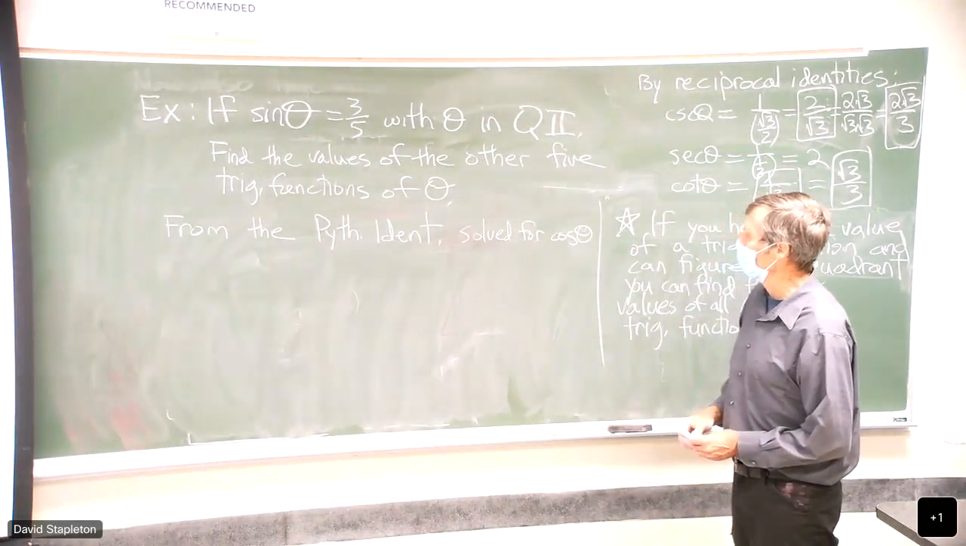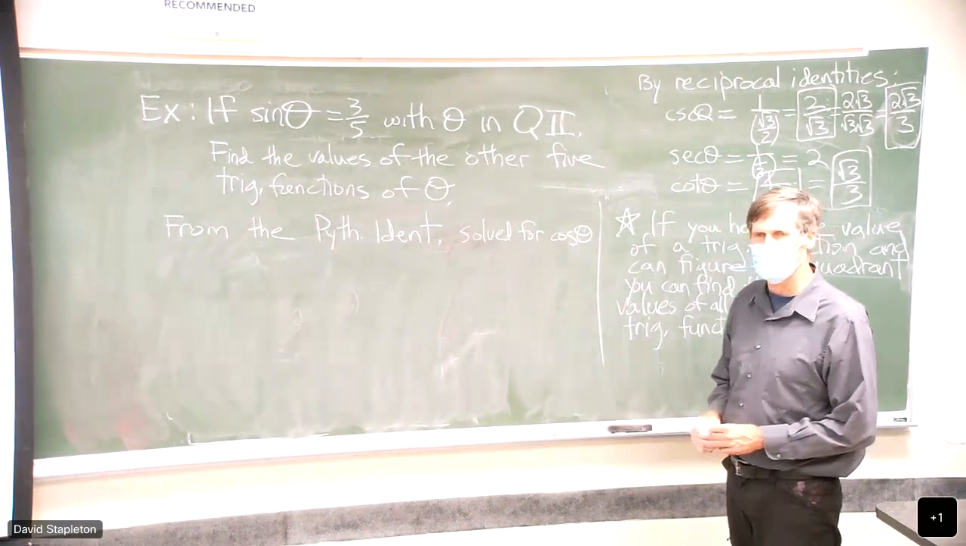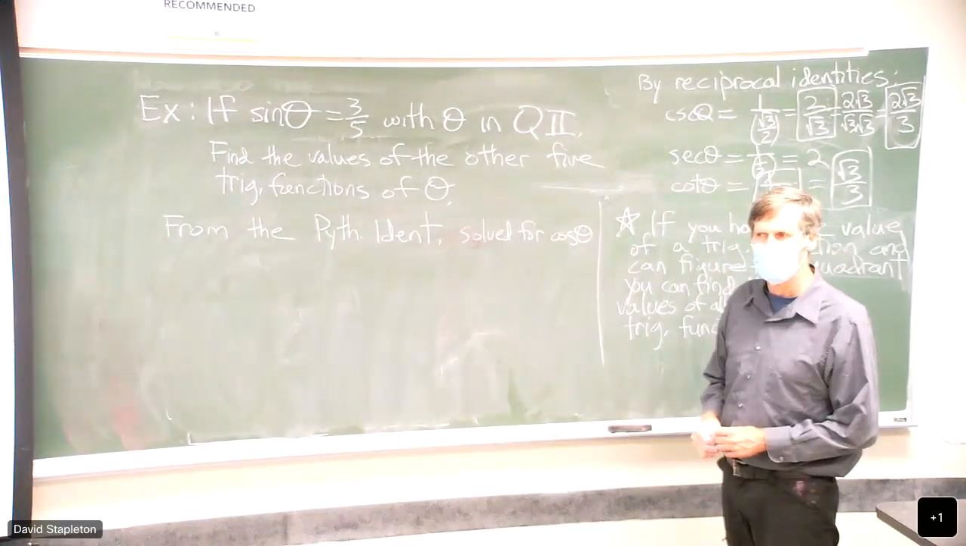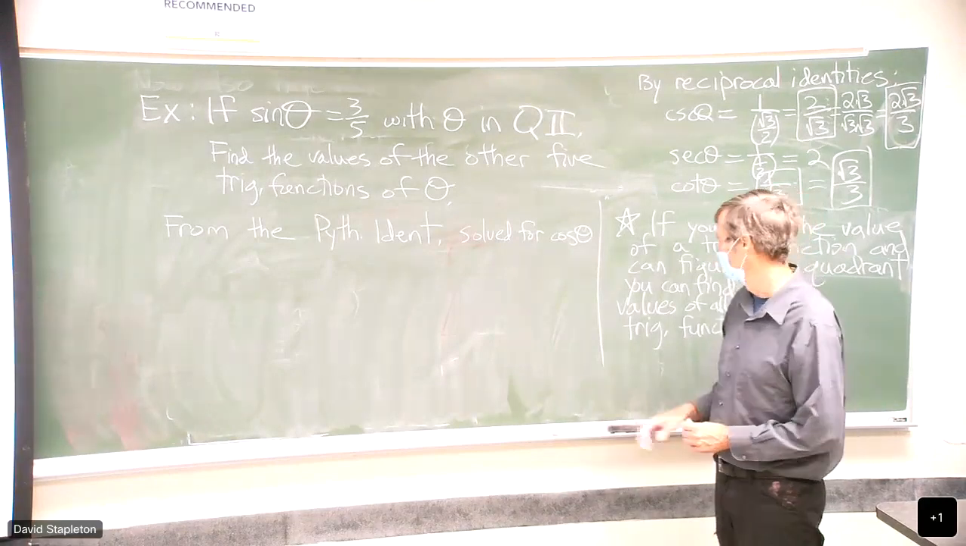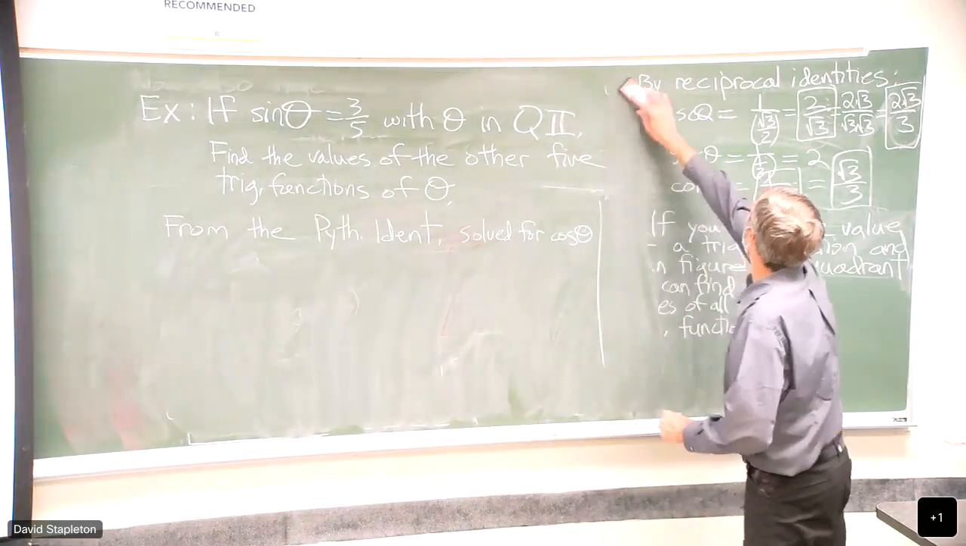What does the Pythagorean identity give when solved for cosine theta? Sound familiar? No? Let me put it back up again then.